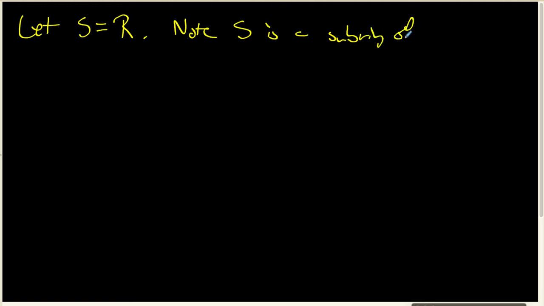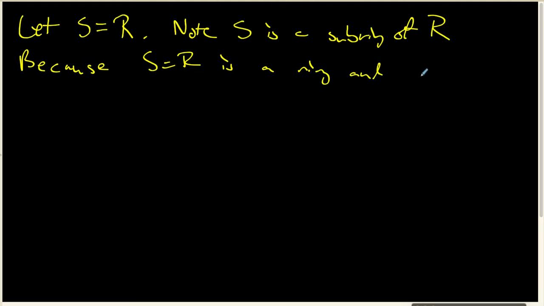Well, our first example is going to be this. We are going to let S be all of the ring R. So first of all, it's worth noting that S is a subring of R because S equal R is a ring and S is a subset of R, and it's a ring under the same operation, so S is indeed a subring.